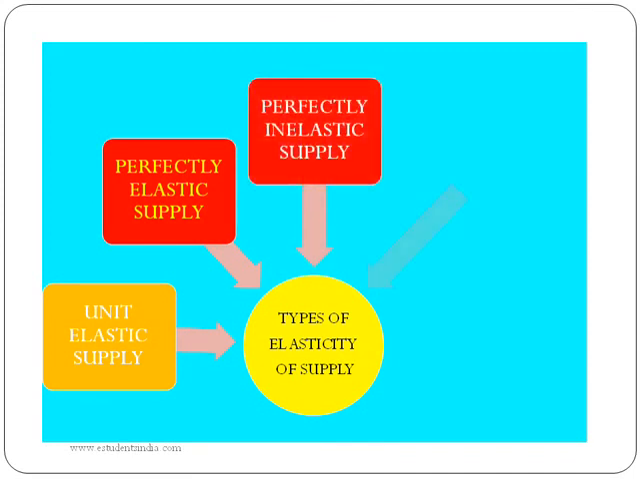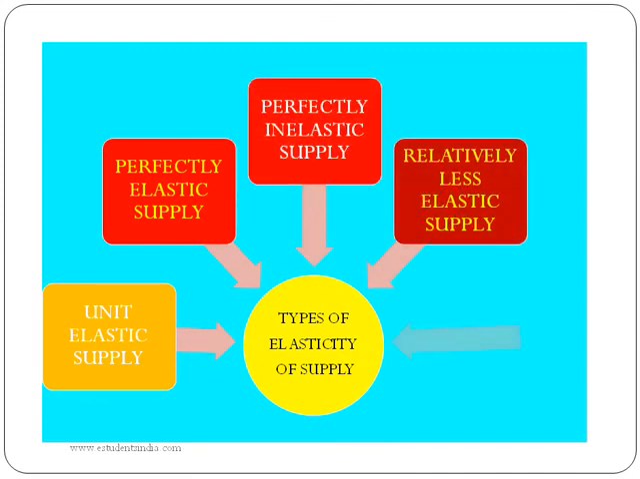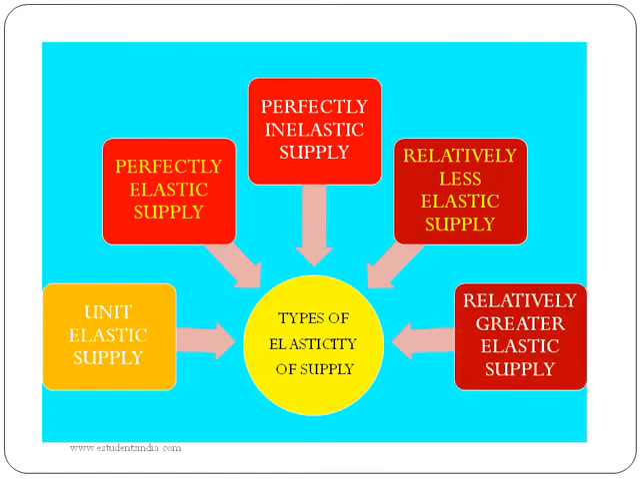Types of elasticity of supply. Unit elastic supply, perfectly elastic supply, perfectly inelastic supply, relatively less elastic supply, relatively greater elastic supply. Degree of responsiveness. Greater elasticity is the degree of responsiveness. Greater the responsiveness, greater the elasticity. It is a relative measure of the responsiveness of quantity supplied of a commodity to the changes in price.